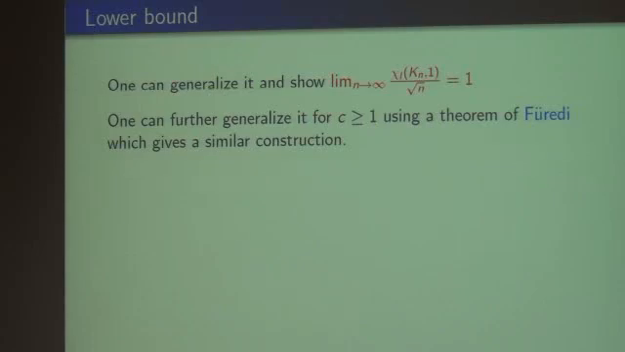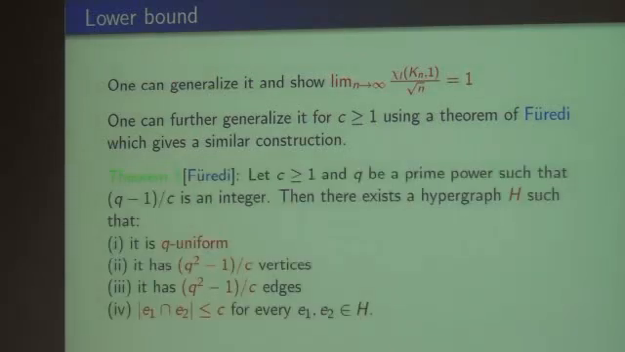So what's the theorem of Faraday? It says that if C is bigger than or equal to 1 and Q is a prime power such that C divides Q minus 1, then you have a hypergraph H which is Q-uniform. It has (Q square minus 1) over C vertices and that many edges also, and every 2 edges intersect in at most C points. So it's exactly like the affine plane, except that here you have not Q square points, but (Q square minus 1) over C points. So by some equivalence relation you have to club the points together so that you have (Q square minus 1) over C points, and that would give you that many edges also.